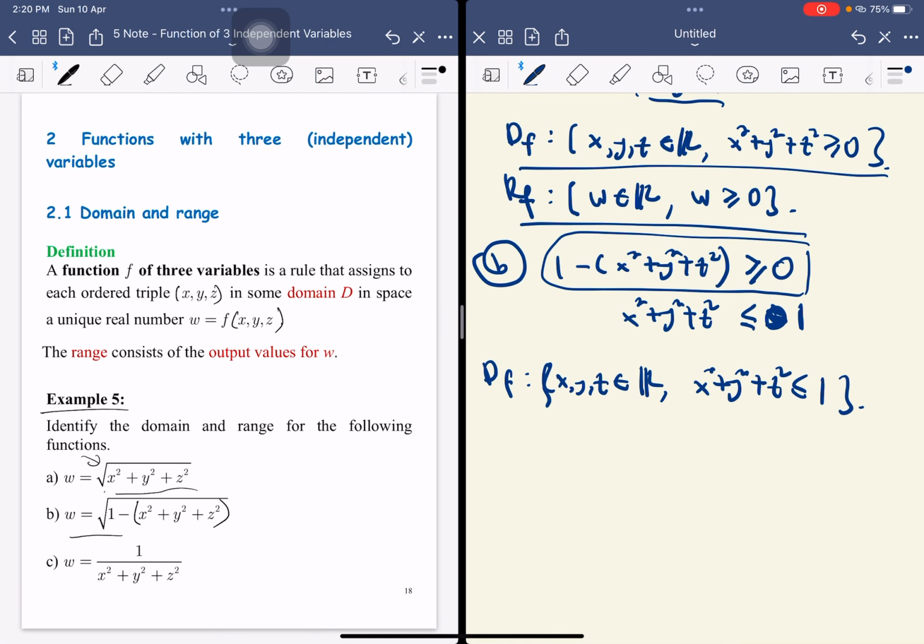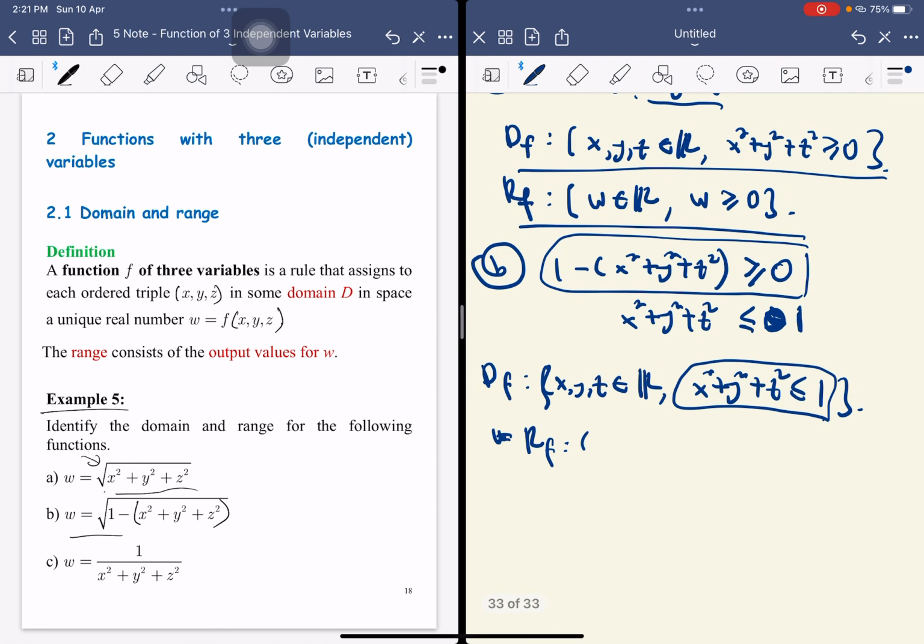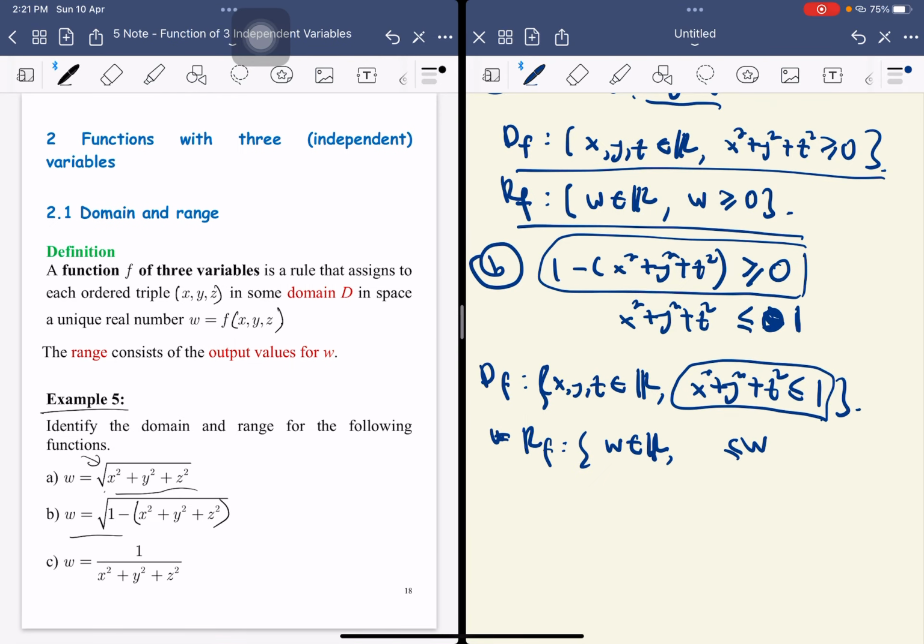So what about the range? The range is the range of f here. Since we have this restriction, the values of w are real numbers, with w only between 0 and 1, because we need to have positive values inside. You can practice solving C on your own. Try to recap whatever you have learned previously.